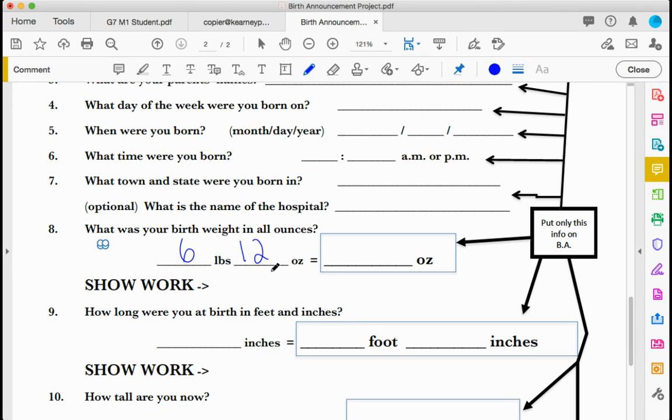So here's the deal. Picture these 6 pounds as like people. So we have 1 pound, 2 pounds, 3, 4, 5, 6 pounds, 6 people. What's another name for 1 pound? 16. So we have 6 groups of 16. So that tells you you're going to multiply. Sometimes kids say, do I multiply or divide? Well, if you think of it this way, it helps you think, okay, we're going to multiply. I have 6 groups of 16.